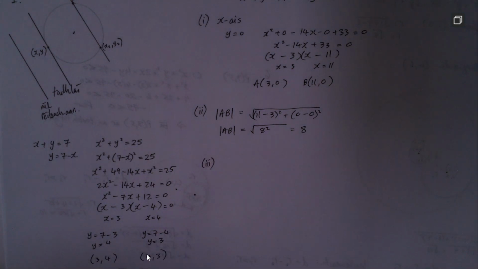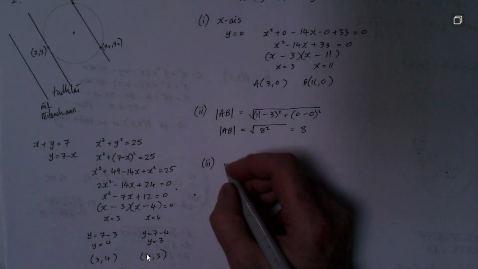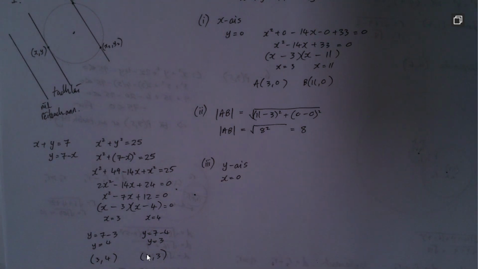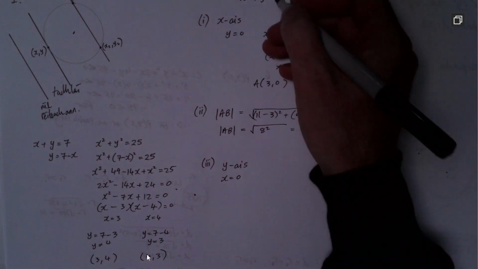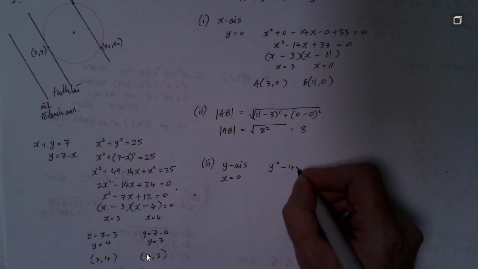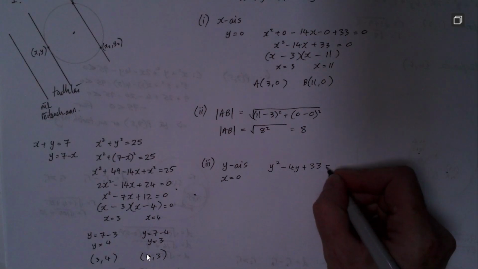Part 3: show that the circle does not intersect the y-axis. On the y-axis, x equals 0. So we substitute x equals 0 into the equation, which gives a quadratic in y equal to 0.